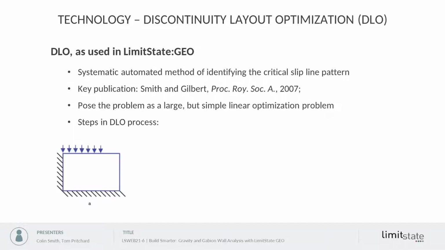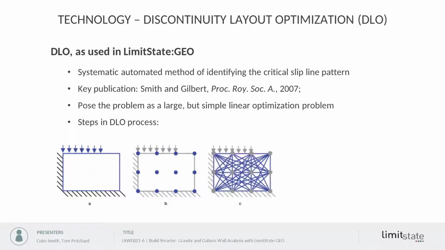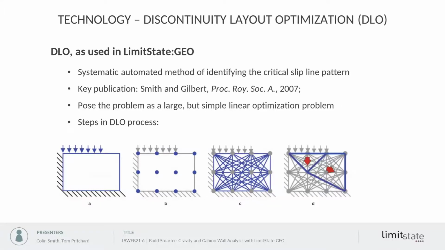The steps, very briefly, are: we have a problem domain here. It's just a rectangle with a load at the surface and fixed boundaries to the left and to the base. We then populate the domain with nodes rather than elements, and we, in principle, connect every node to every other node as a potential slipline. We then use optimization to pick out from that set of roughly 60 sliplines, in this particular case, the 6 sliplines that form the critical slipline mechanism for this very simple scenario. And that's displayed in this final diagram D.